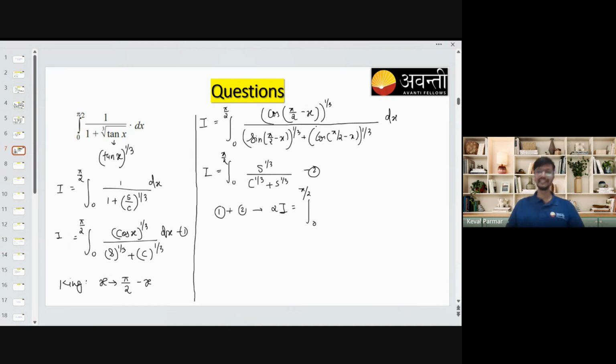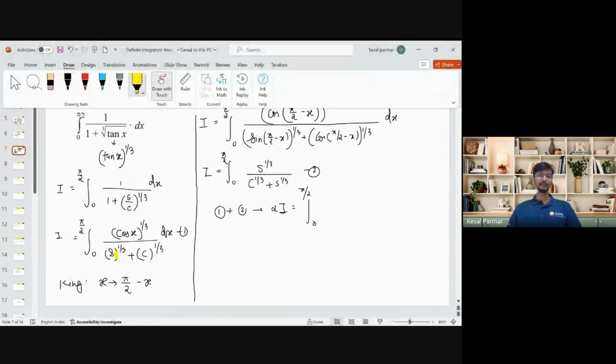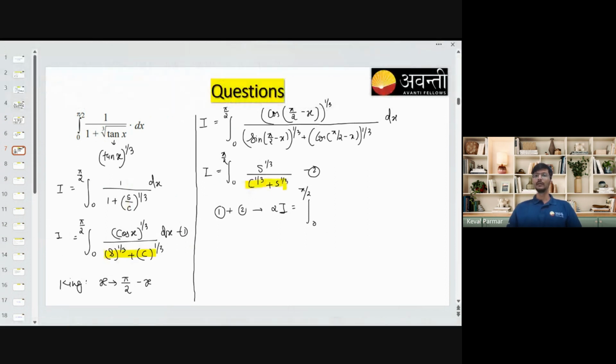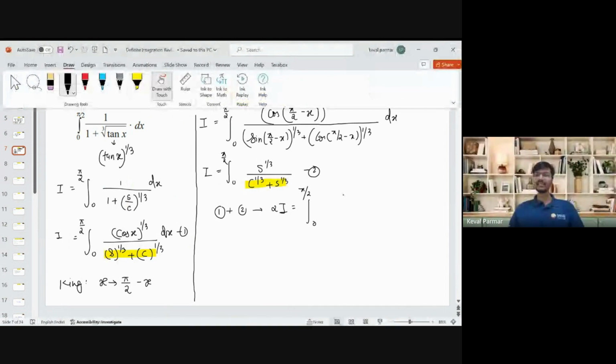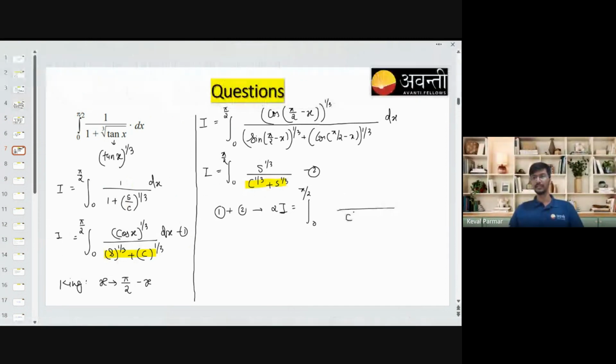As you can see, the denominators in both of them are the same. That means no need to take the LCM. The denominator is already cos raised to power 1/3 plus sine raised to power 1/3. The numerator, when we add, I'll get cos raised to power 1/3 plus sine raised to power 1/3 dx. As you can see, this will get cancelled and we'll be left with 1. So I get 2I is equal to the integration from 0 to pi by 2.